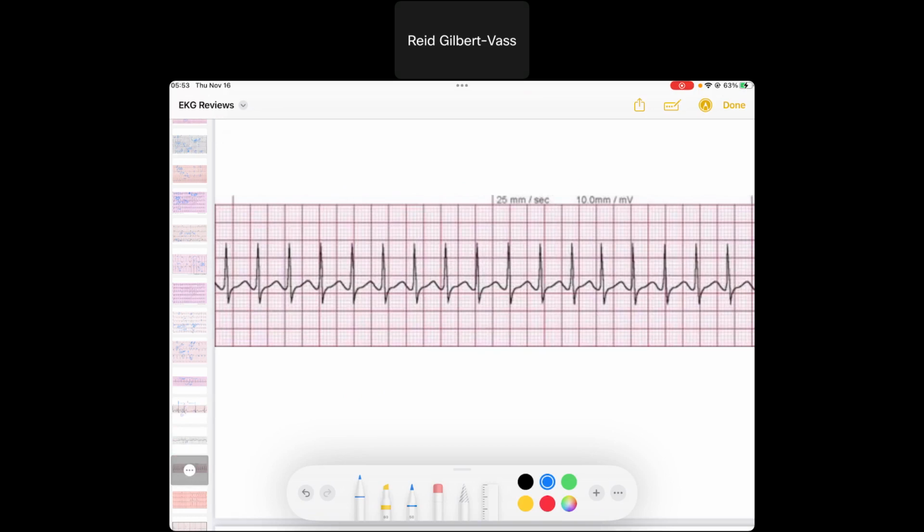Okay, so here we've got a regular tachycardia, greater than 150, so maybe 180 beats per minute. I don't see really any atrial activity that would tell us if this was maybe an ectopic atrial tachycardia. And so this is a narrow complex, very regular tachycardia. So you can say this is a supraventricular tachycardia.